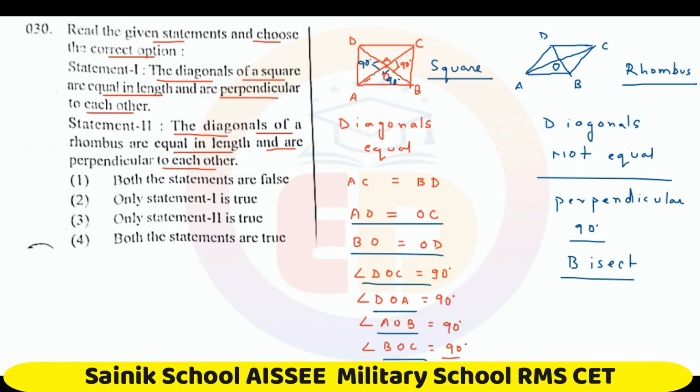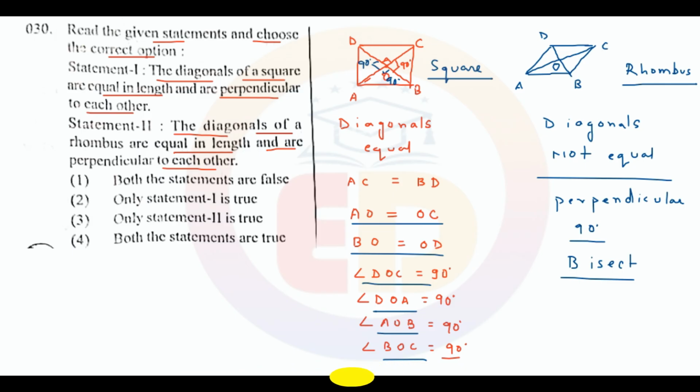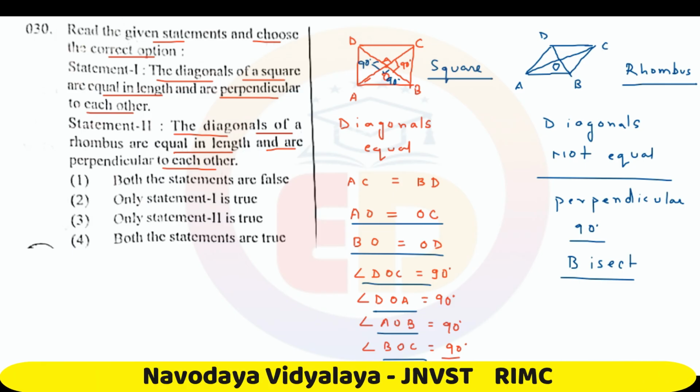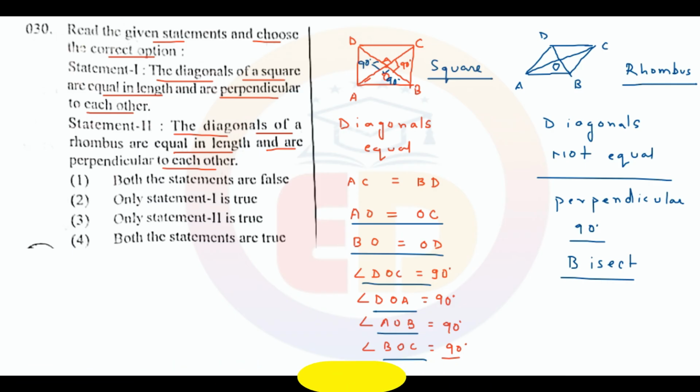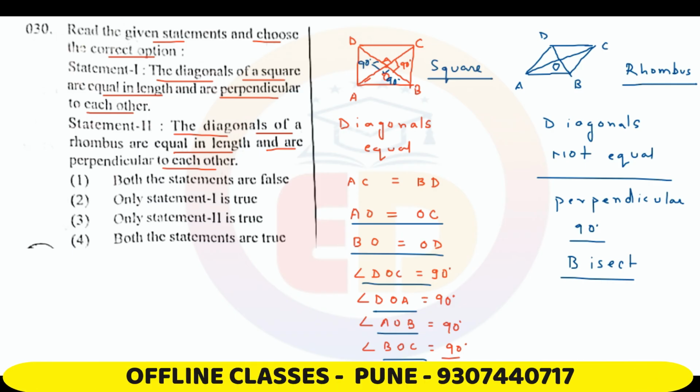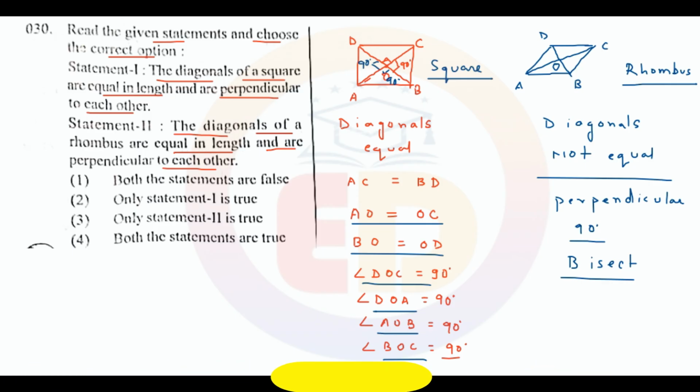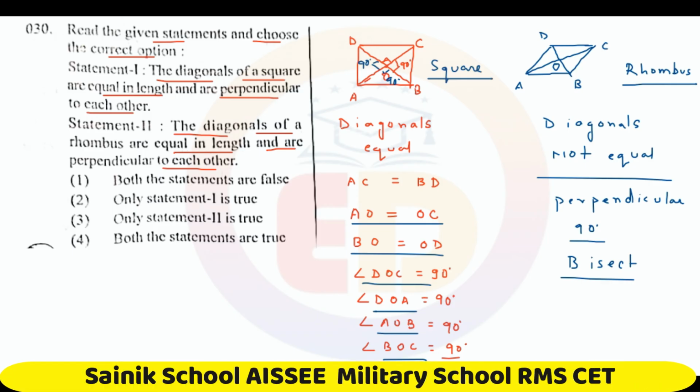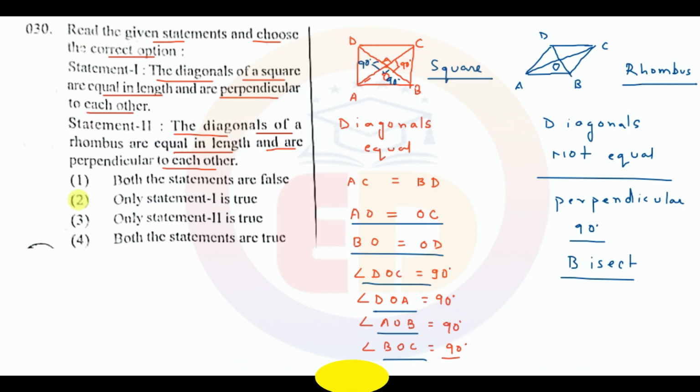So in this question, statement number 1 is talking about a square. Diagonals of a square are equal in length and are perpendicular to each other is correct. But the second statement, the diagonals of a rhombus are equal in length and are perpendicular to each other, is not correct. Answer is only statement 1 is true.